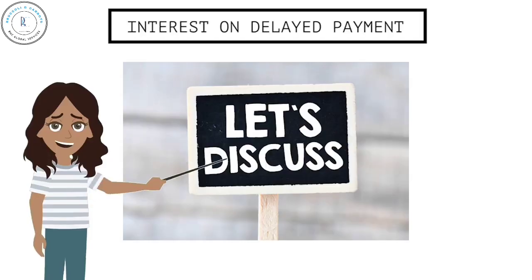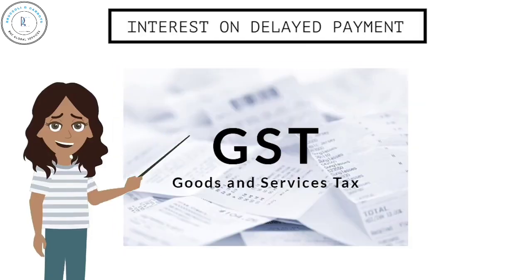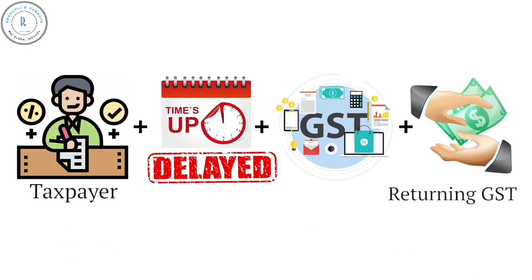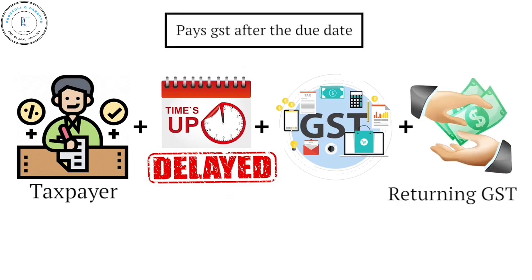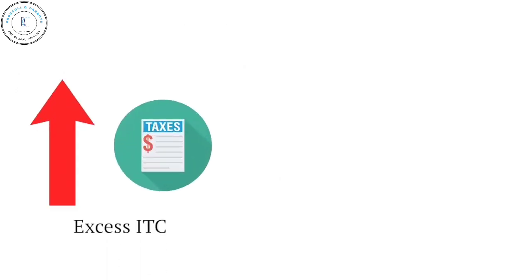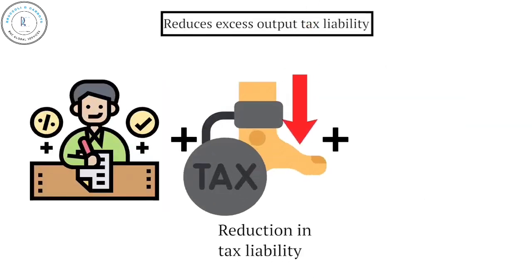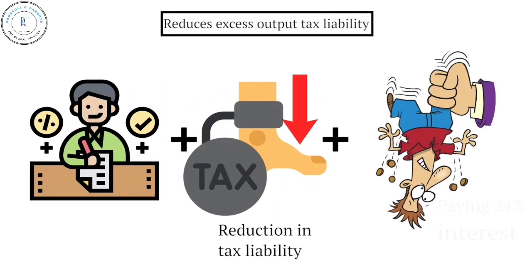Today we shall be discussing the concept of levy of interest on late payment of GST. The interest has to be paid by every taxpayer who makes a delayed GST payment. Example: pays GST after the due date. If excess ITC has been claimed, or excess reduction in output tax has taken place, then interest at 24% has to be paid.